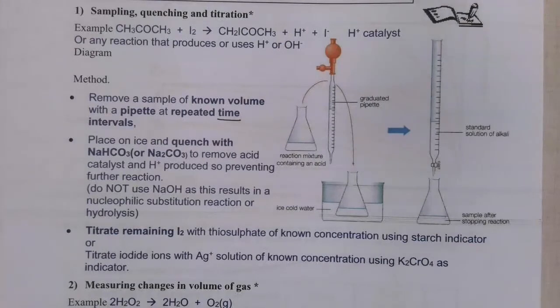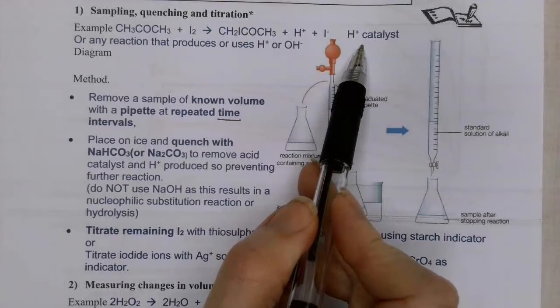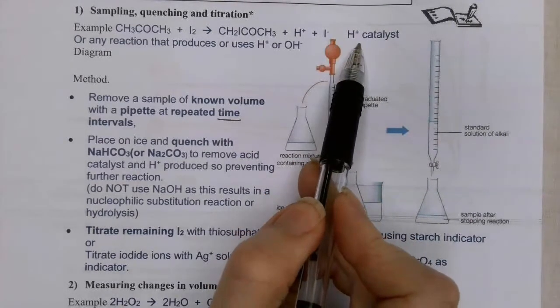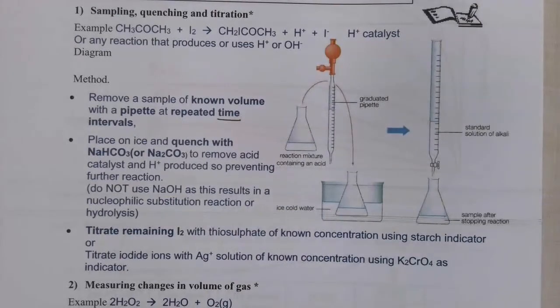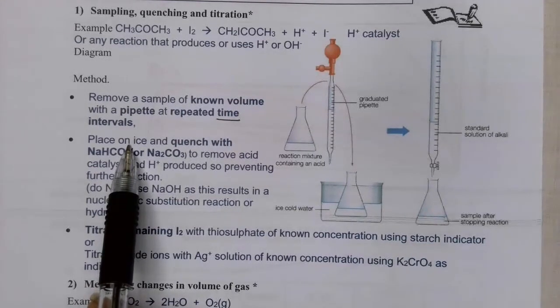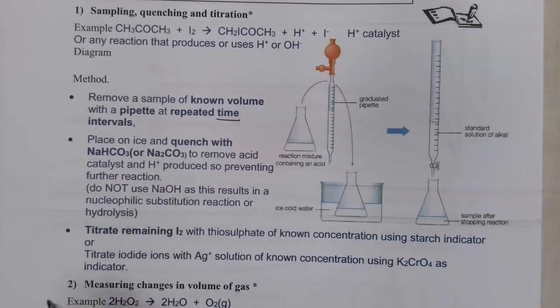Now the easiest way to do that is to remove the catalyst. Remember, catalyst speeds up the rate of the reaction. So if the catalyst is removed, the speed of the reaction will drop, and basically that will freeze the reaction at this point. So we can place it on ice and just get it cold, or a better method, especially if we're using acid, is to add sodium hydrogen carbonate or sodium carbonate to remove the acid catalyst.